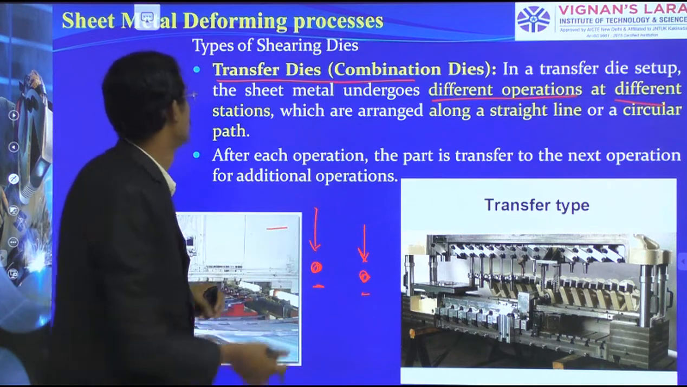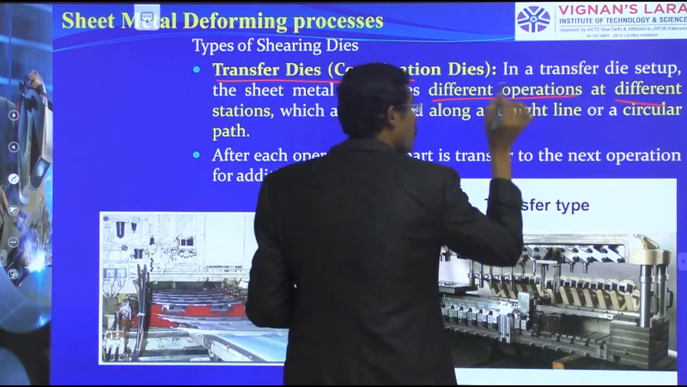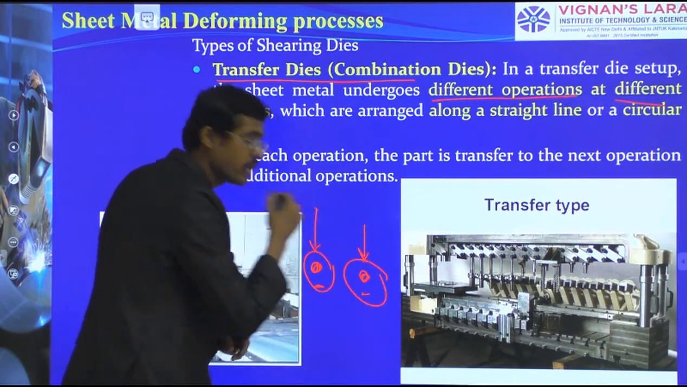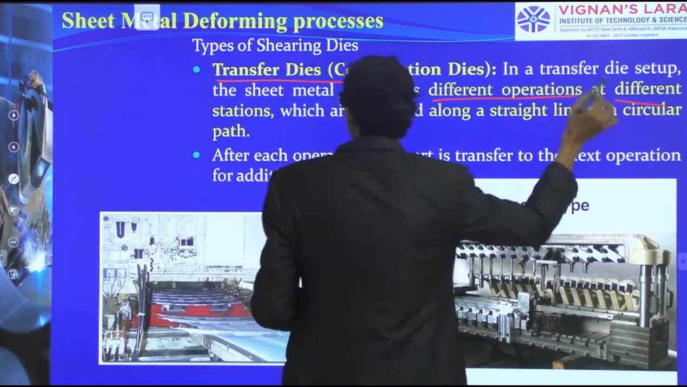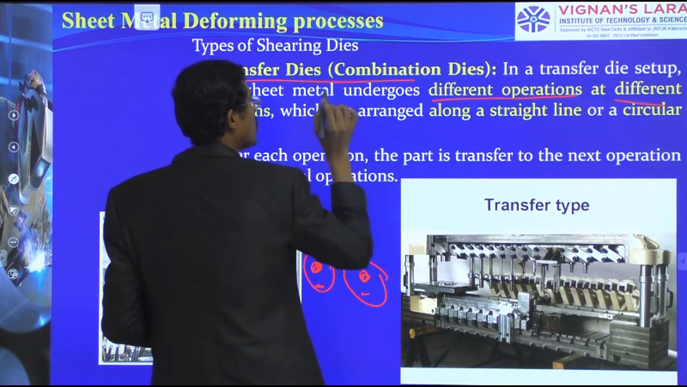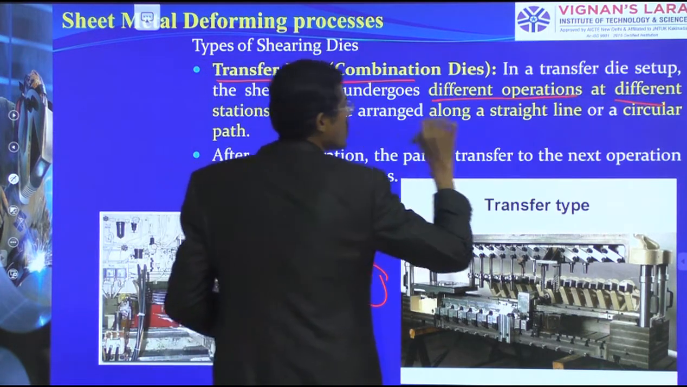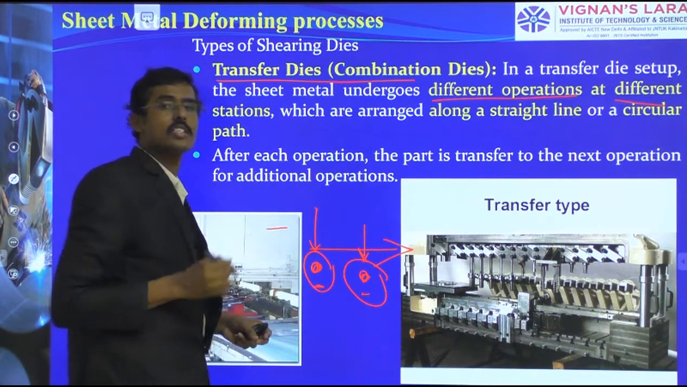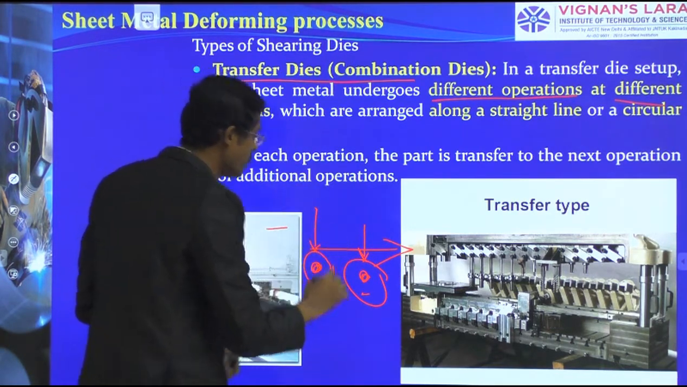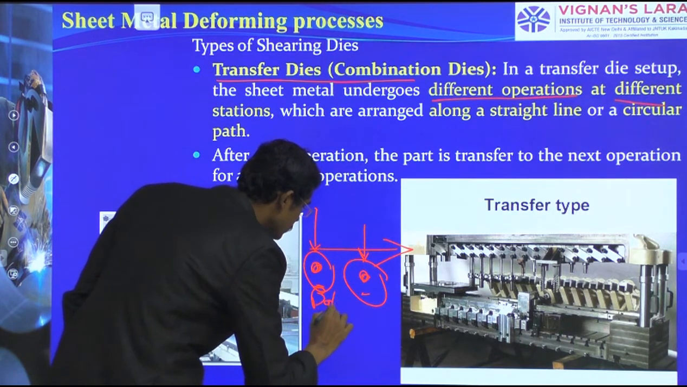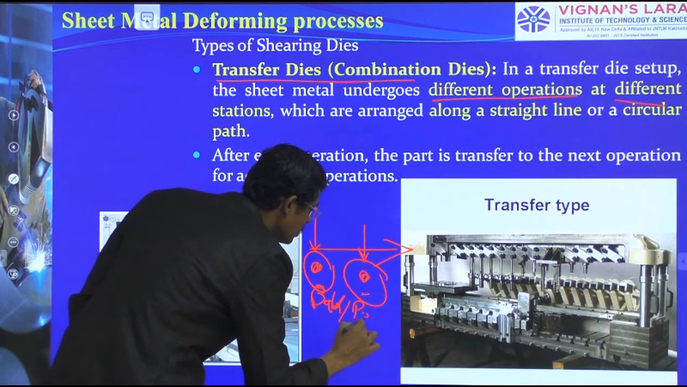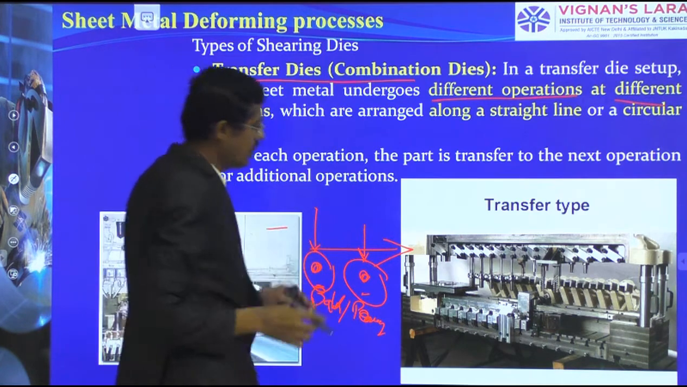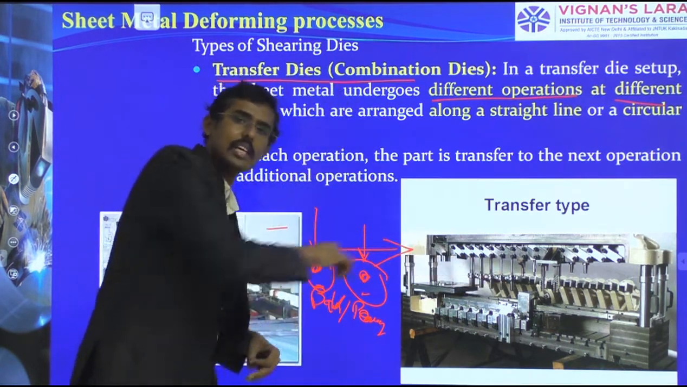That is what I am naming. So the sheet metal undergoes different operations. Here may be a blanking operation, here may be a piercing operation, at different stations which are arranged along a straight line, and therefore we are able to do blanking and piercing operations. It may not be on a straight line, it may be circular also.